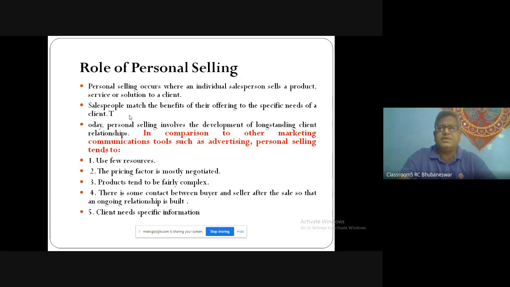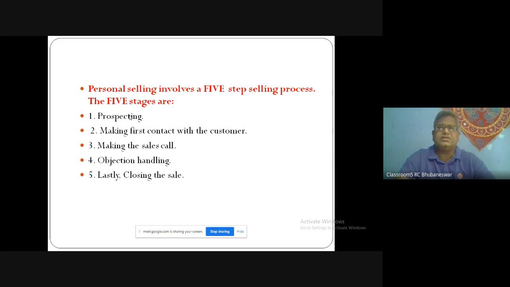My dear students, in this section you see there are different ways it can be sold. What are these ways? Pricing, which is mostly negotiated. Then, if the product is complex enough, it can be sold through personal selling. Specific information needed can be provided through personal selling. So these are the issues which can be undertaken under personal selling. And personal selling always involves a five-step selling process. There are five steps or stages. One is prospecting, another is making the first contact with the customer, another is making the sales call, the third is objection handling, and the last is closing the sale.